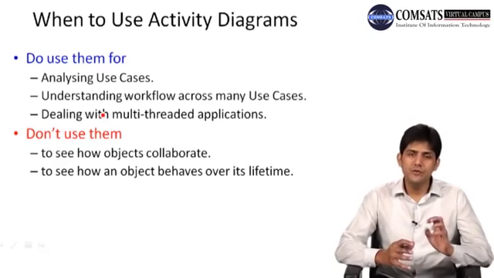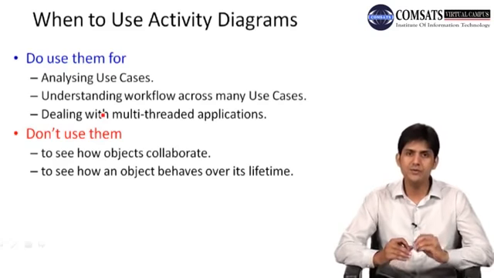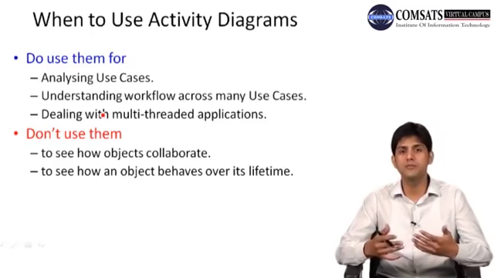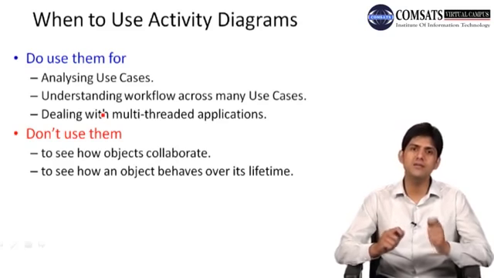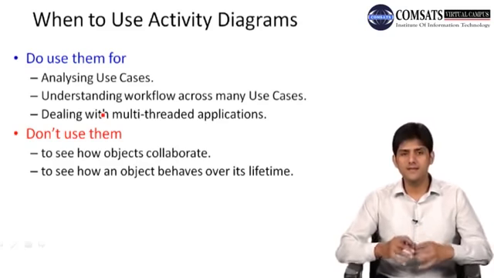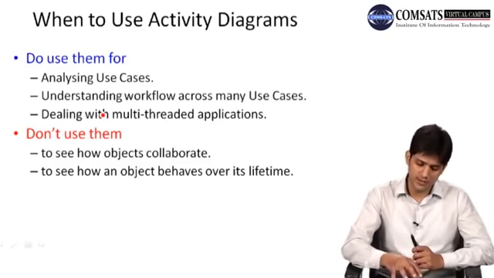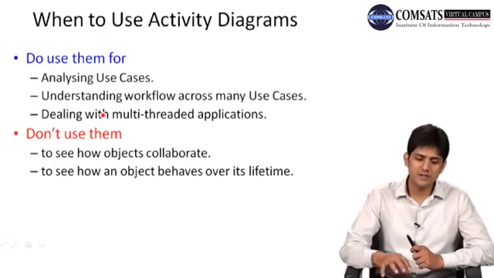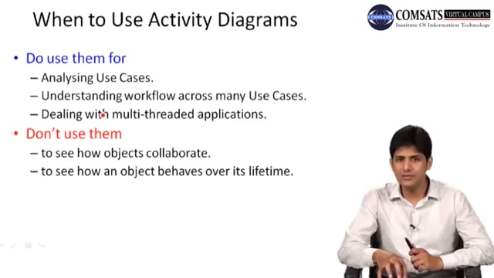But there are a few don'ts for activity diagrams, and these don'ts say that we should not use activity diagrams to represent object collaboration. So we cannot make an activity diagram to see how different objects collaborate. By objects, we mean the different classes that we have, and if we draw different objects from these classes, we cannot use activity diagrams to analyze their collaboration. And we also cannot use activity diagrams to represent the states of an object during its lifetime. So an activity diagram is not for object collaboration, and it is not for representing object behavior through its lifetime.